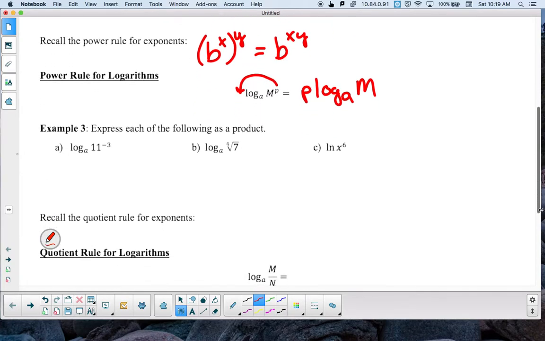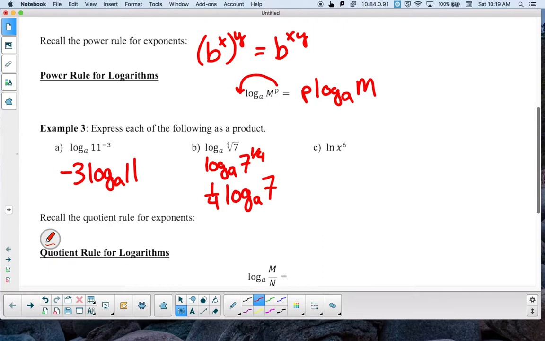So for example 1, this would be negative 3 log base a of 11. This one we first need to write the fourth root as an exponent, so this would be log base a of 7 to the 1/4 power. So this would be 1/4 log base a of 7. And then this would be 6 ln of x.